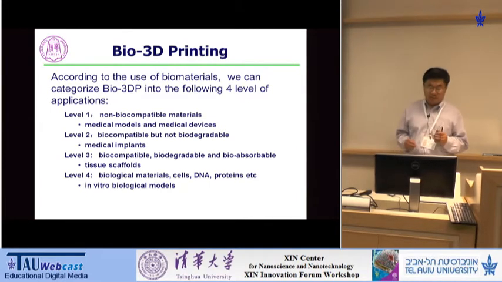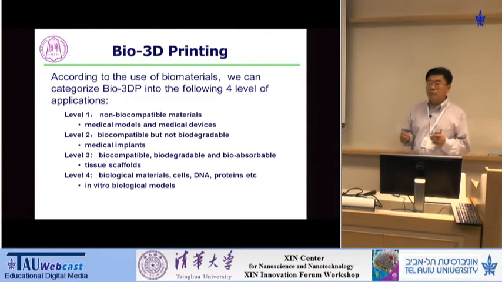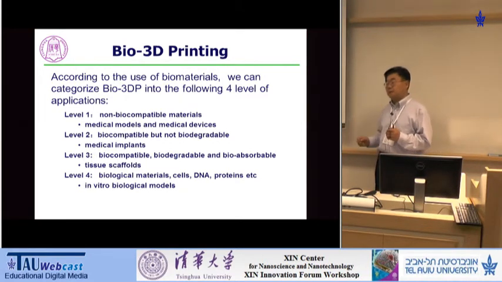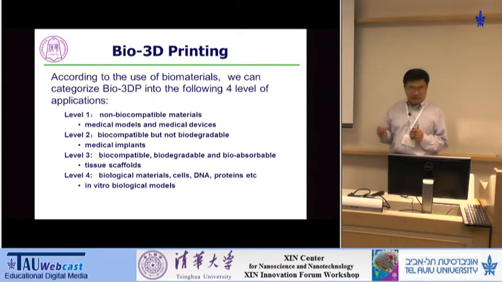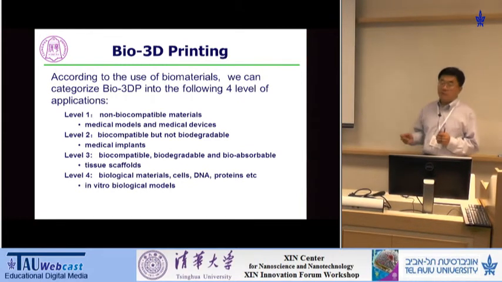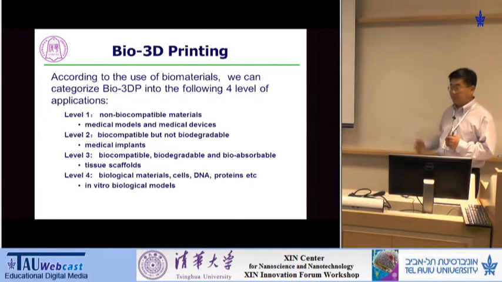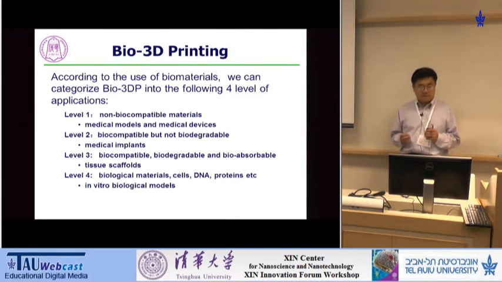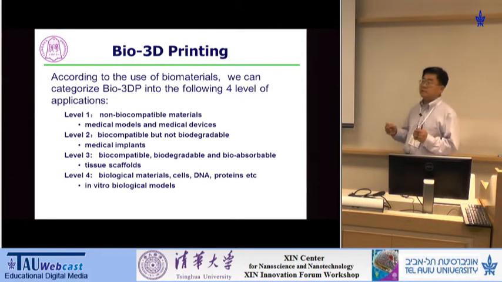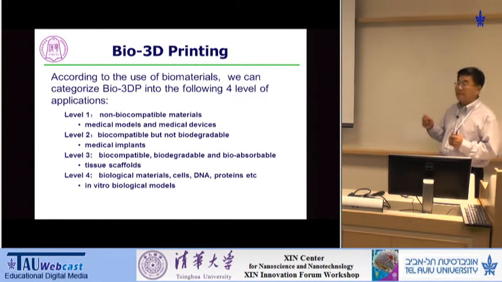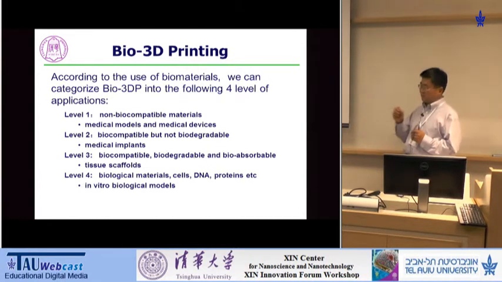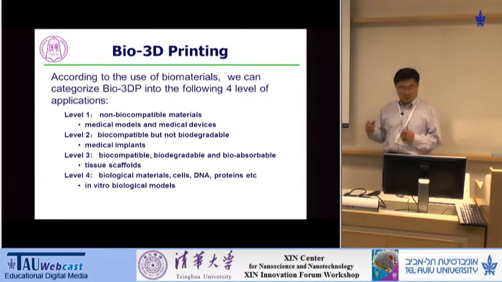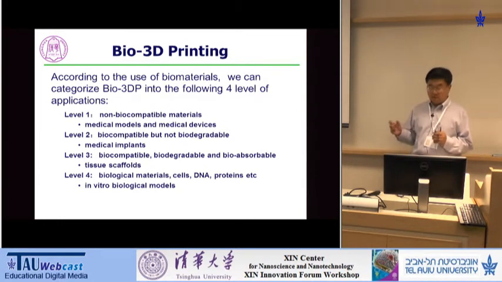Okay, I have an example I want to show. But if you want something that interfaces with the body and goes into the body, then we call it an implant. Then it has to be biocompatible, but it doesn't have to be biodegradable. For example, hip replacements and knees. But if we want to use it as a tissue scaffold, then it has to be biocompatible, degradable, and absorbable. Or if you want to use something even newer, we call the cells, then you get into making in vitro biological models.